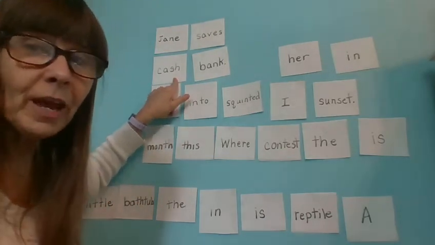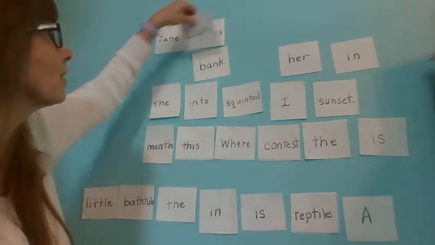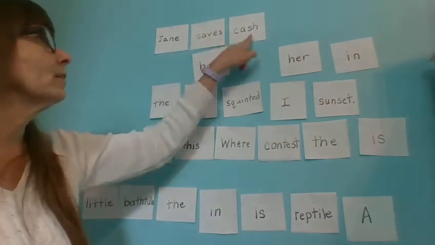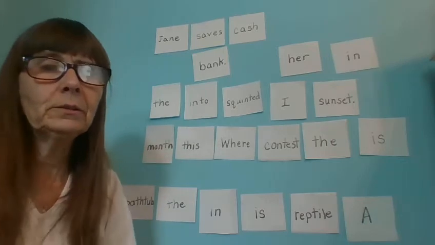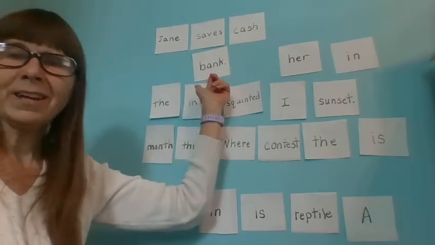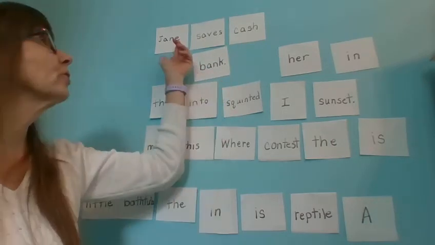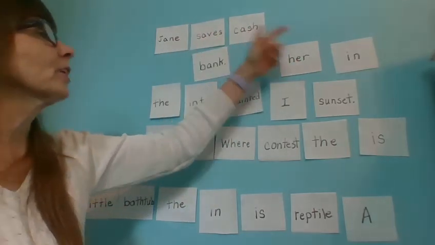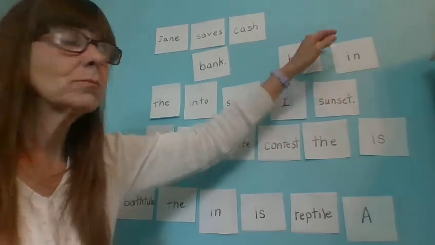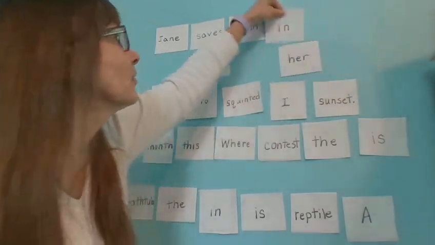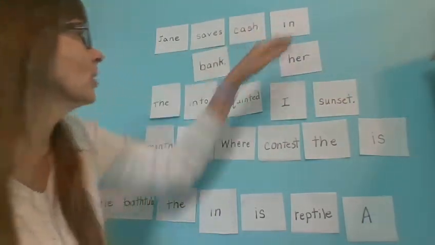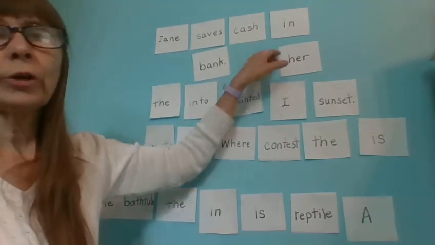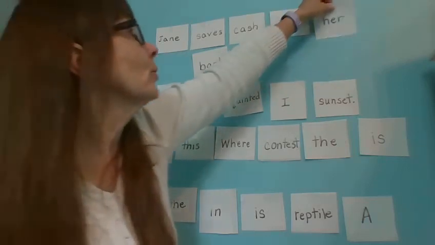Cash. Do we save cash? Yeah, sure we do. So let's try that there. Might not be right, but let's try it anyway. Jane saves cash. Jane saves cash bank. That doesn't make sense. Jane saves cash her. Not really. Jane saves cash in. Yeah, I think that would be making sense. Jane saves cash in bank, or in her. So let's try her.